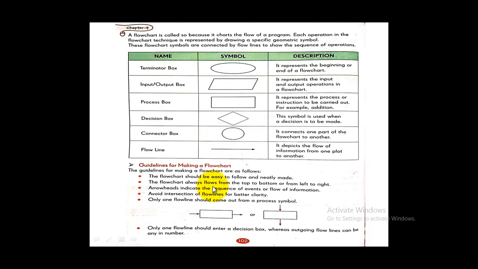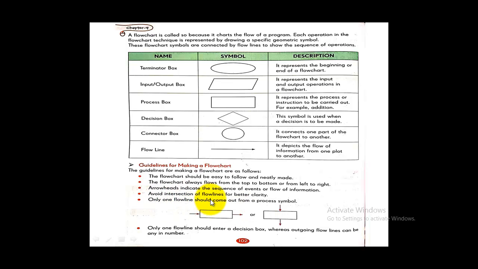The flowchart always flows from the top to bottom or from left to right. Left to right and up to down. Arrowheads, this is the arrowhead, indicate the sequence of events or flow of information. The arrowheads indicate from top to down, left to right, from bottom to up.